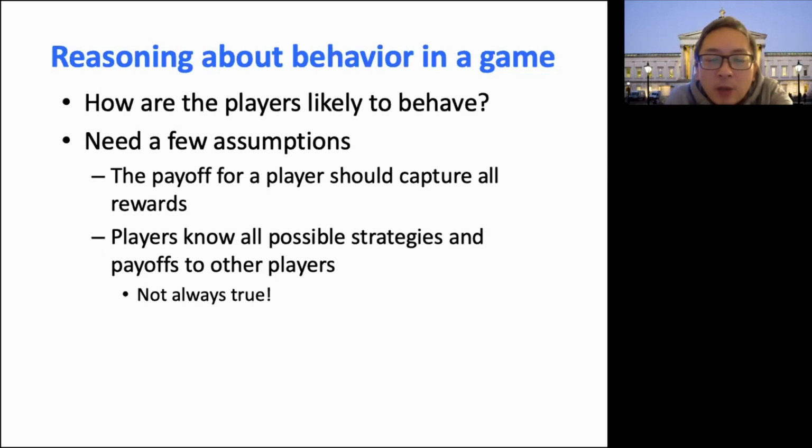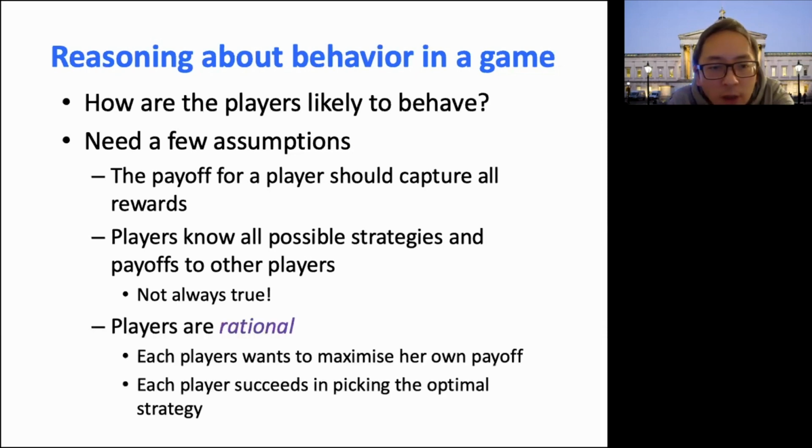But in practice, it may not be true, right? Because you don't really know the reward, for yourself or for others, so sometimes you need trial and error. That's where you need to make use of machine learning, but we're going to talk about that later. For now, we just consider that we know all the rewards for each action. And we also consider players to be rational, so each player tries to maximize their own payoff and chooses their optimal strategy.